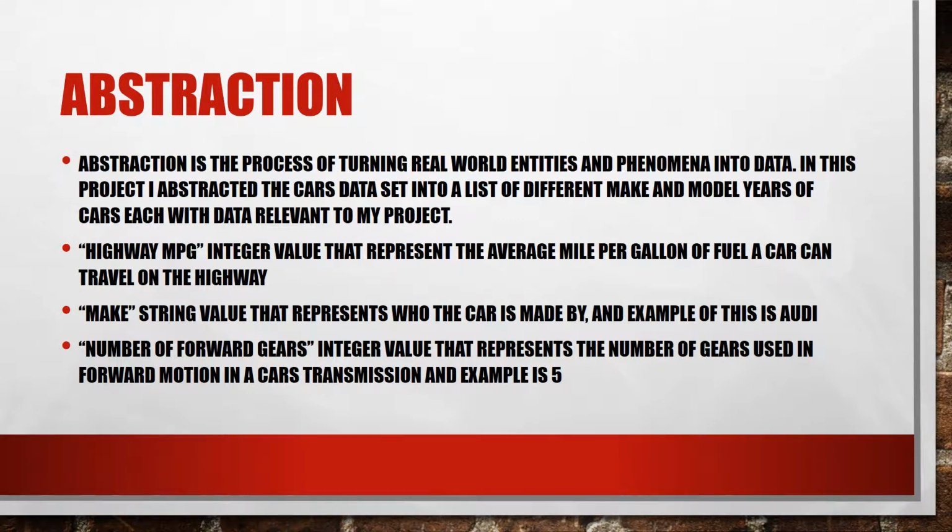Abstraction is the process of turning real-world entities and phenomena into data. In this project, I abstracted the cars dataset into a list of different make and model years of cars, each with the data relevant to my project. One abstraction is highway MPG, which is an integer value that represents the average miles per gallon of fuel a car can travel on the highway.